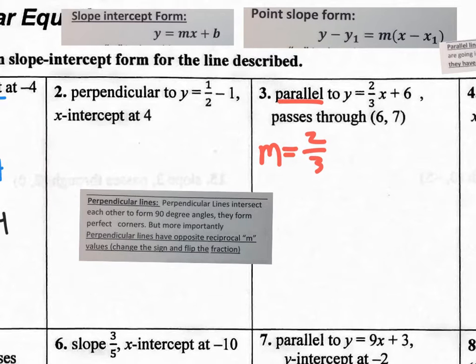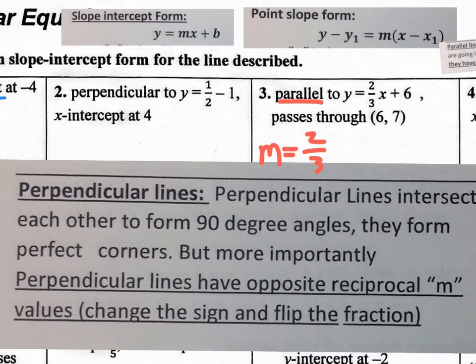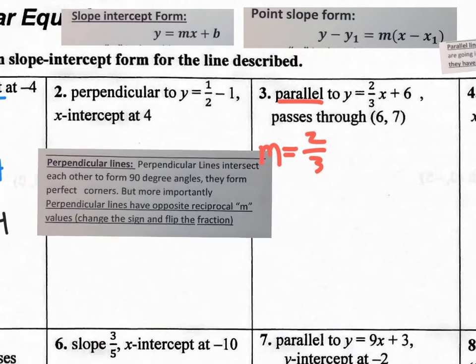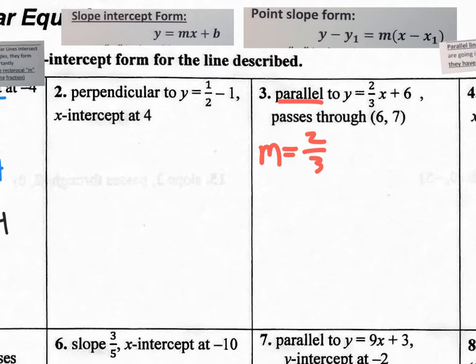Now if you compare that to perpendicular lines, they have opposite reciprocal slopes, right? What does that mean? That if you change the sign and flip the fraction, that's an opposite reciprocal slope. So if they tell you that your lines are parallel, they're talking about same slope. If they're perpendicular, they're talking about opposite reciprocal slopes. So they're telling you that your line is parallel to this one, so it's going to be the same exact slope, and it also passes through the coordinate 6, 7.